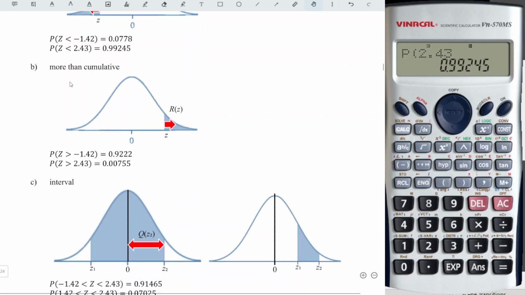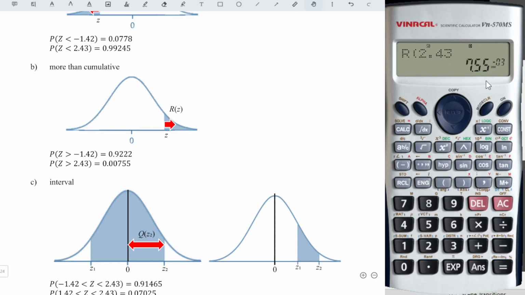Now let's say more than cumulative, which means to the right. As long as it is to the right, more than, as the name stated, the first letter is R, so we are going to choose R. 3, then we have negative 1.42, so we have the correct value. Then Shift 3 again, now the positive value 2.43, and we again obtain the correct value.